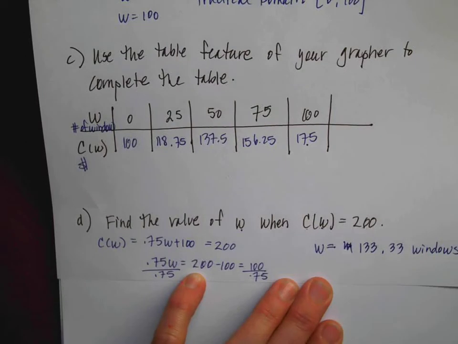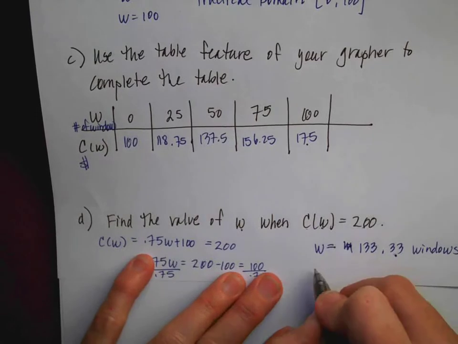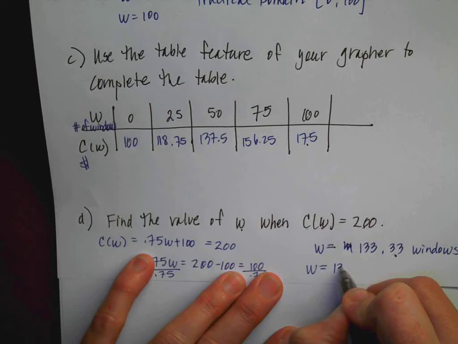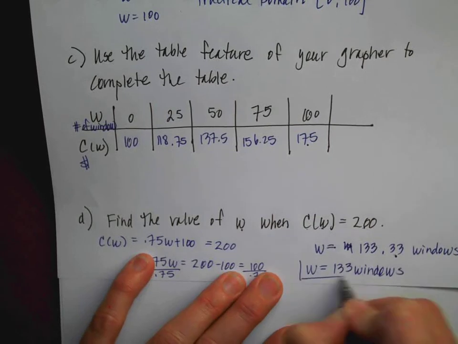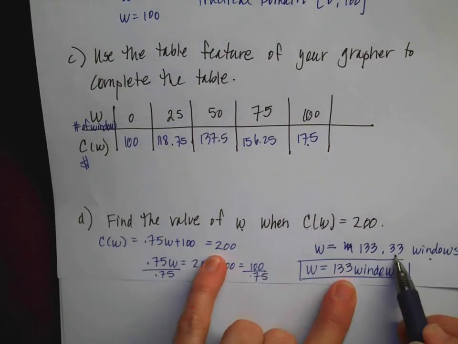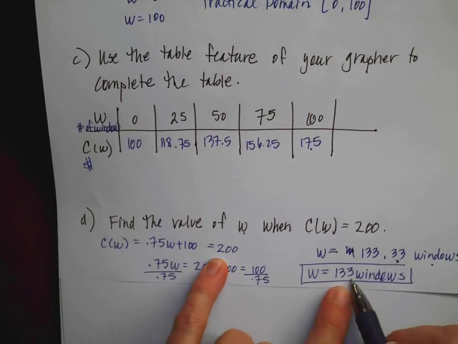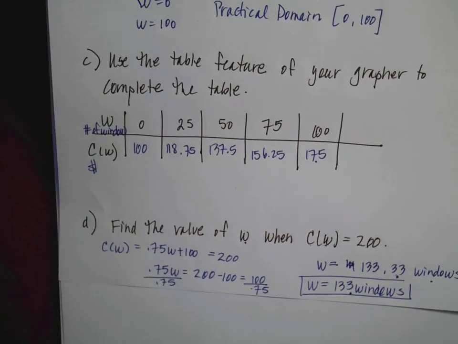So this is the number of windows. So I'm going to write my units, which is windows, okay? I can't have 0.33 of a window because that's a little bit weird. So I'm going to choose to round up or down. In this case, I'm just going to round down. So I'm going to say W is equal to 133 windows. So we always want to check our answers to make sure that they make sense. And if I have something that it doesn't make sense to have a decimal of, then I am going to round it either up or down. Technically, either would be correct, but in this case, I would choose to round down just to be safe for the company.